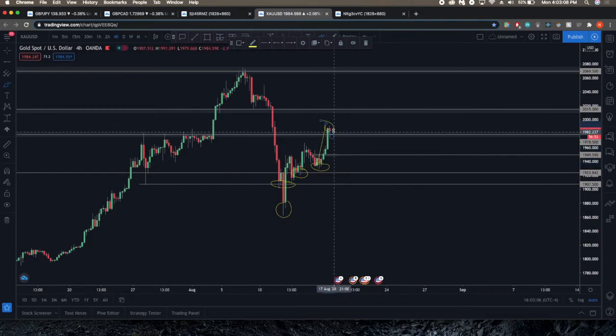And now what's gonna happen? Maybe pull back somewhere, find support, right? And then continue and make a new high. Simple. Yeah, that's about it. That's what I'm watching for gold, GJ, and GBP CAD. Yeah, cool.